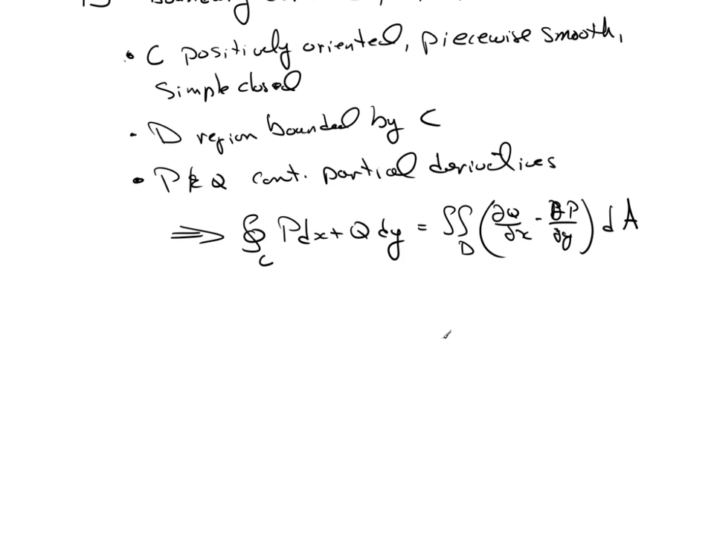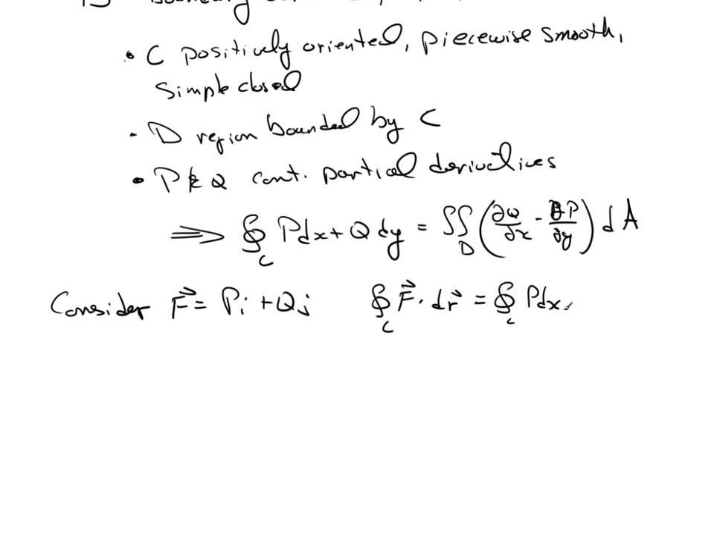So let's consider this vector field F equals Pi plus Qj, and its line integral is going to be the integral over the curve of F dot dr. There's nothing new here. I'm just reminding you of a few things. So we make some connections. Now, if we think of F as a vector field on R3, we can simply let z equal 0.